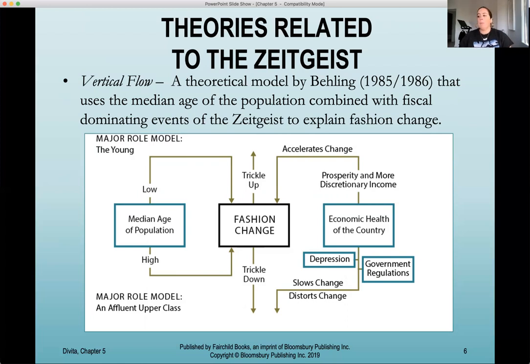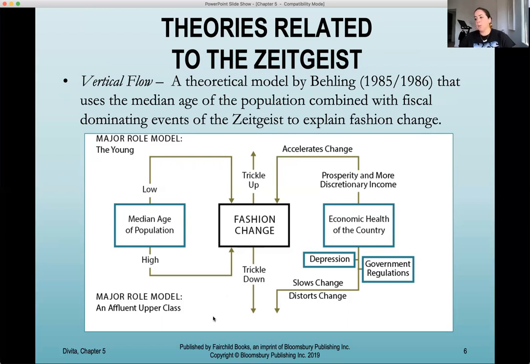When we have a lower median age of the population, okay, we tend to use the trickle up theory and a great economic health of the country. So that means that we have more discretionary income, prosperity. There's a great outlook on where we're going economically. We typically have change accelerated. I mean, we're adopting and we're making and we are producing and people are excited. So people are willing to accelerate the change with us.